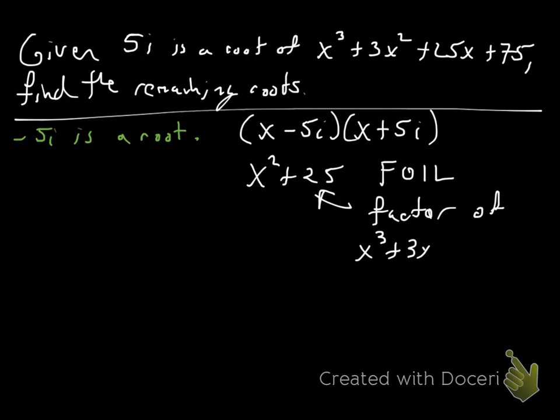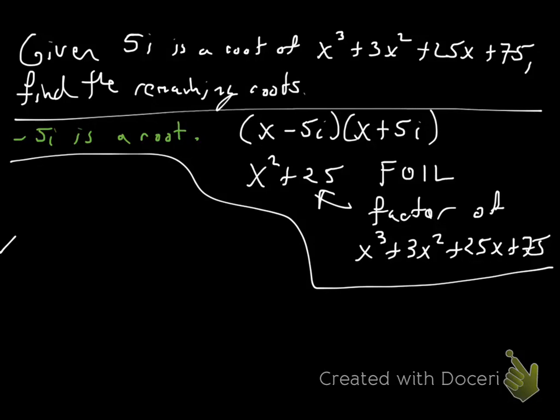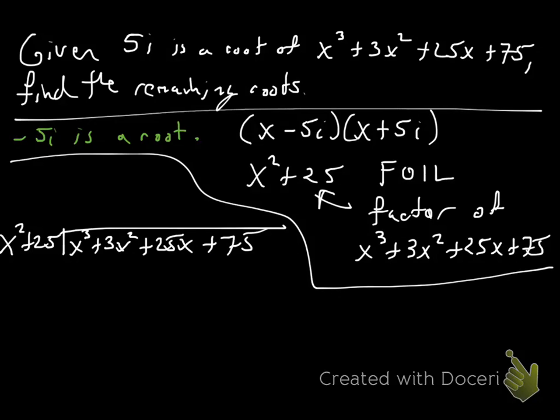So I'm going to just mention I FOILed, and then that's a factor of x cubed plus 3x squared plus 25x plus 75. Okay. X squared plus 25 is not linear, so we can't use synthetic division. We're going to have to use the old long division. We know that it's a factor, so it's going to divide into the polynomial evenly, which means it has a remainder of 0. So x squared plus 25 into x cubed plus 3x squared plus 25x plus 75. All right. X squared times x will give me x cubed. And then 25 times x will give me 25x.